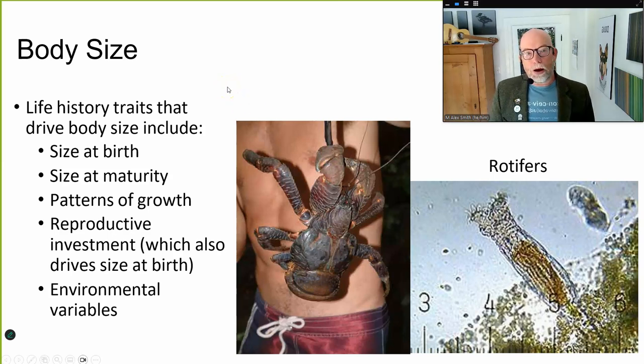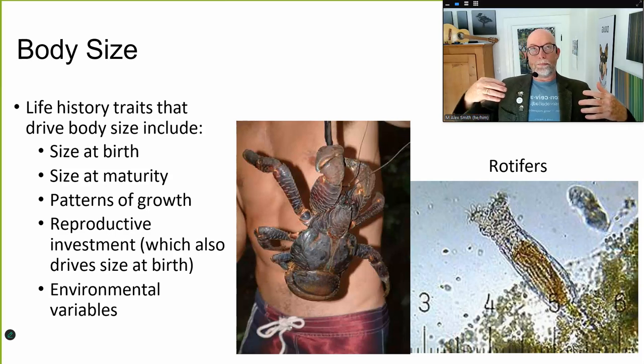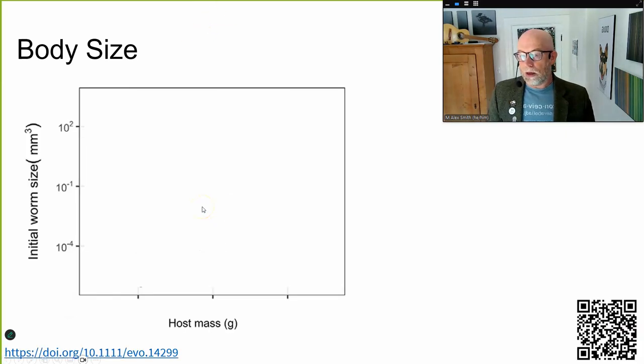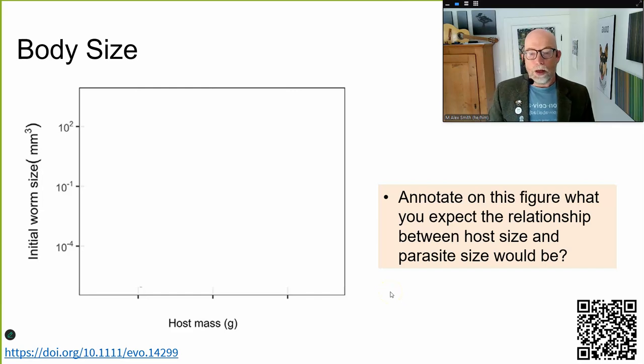And so let's talk about some of these life history associations as driven by body size together for a second here. So let's take this one. Find your annotate tool again. And let's say the scenario is we have on the x-axis the size of a host, and on the y-axis, we have the size of a parasite.